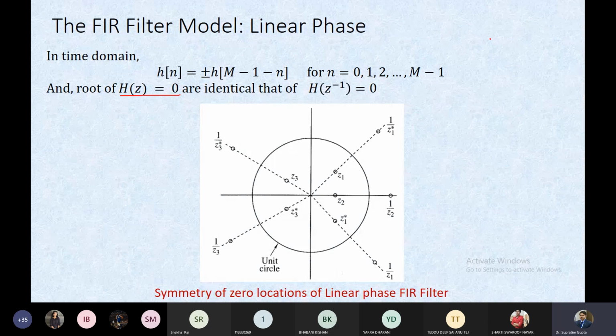So now let us fix this M, say 4. So what does this mean? This n will vary from 0, 1, 2, 3. And so h of 0 will be equal to h of M minus 1 minus 0, so 3 minus 0, and so this will be h of 3.